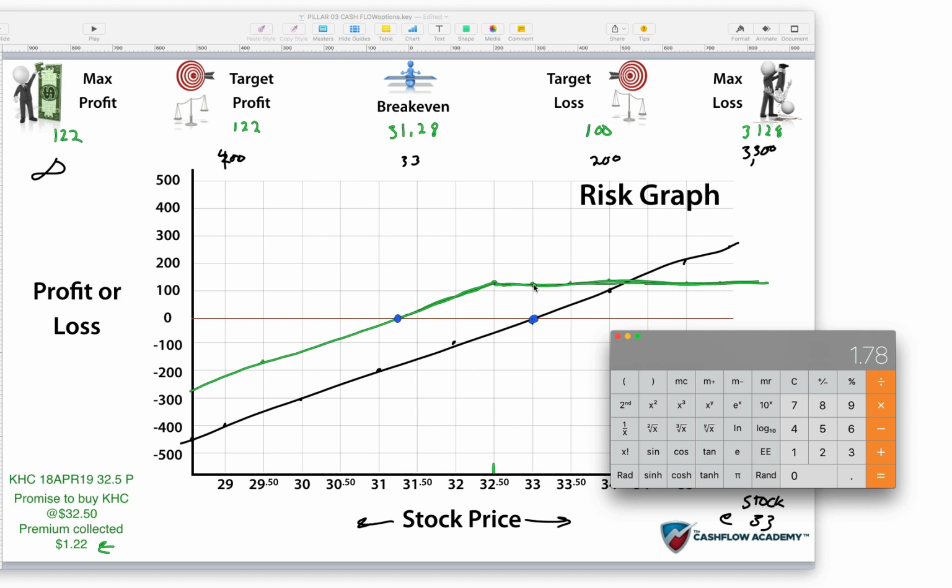But notice where it is right now. If it goes up a little, you make money. If it stays the same, you make money. If it goes down a little, you make money. It has to go down below here before you start losing. Whereas here, boy, you're losing right out of the gate.